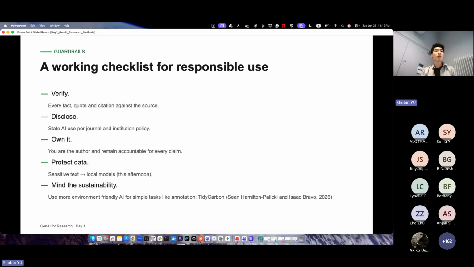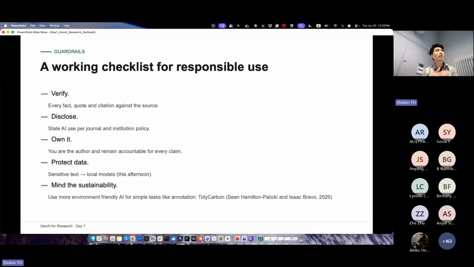And here is a working checklist for responsible use. So I try to summarize it myself. First is verify. Always double check the fact, the quotation, the citation against the source. Okay, always go back to the original paper, right? To read it yourself. Maybe you don't need to read it really carefully like before, but you should at least check if the summary of GPT, or the large language model, is the same as what it meant to be.